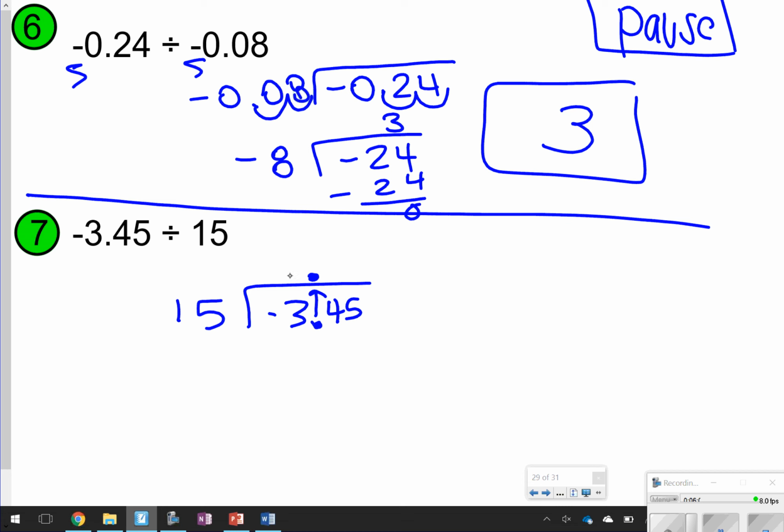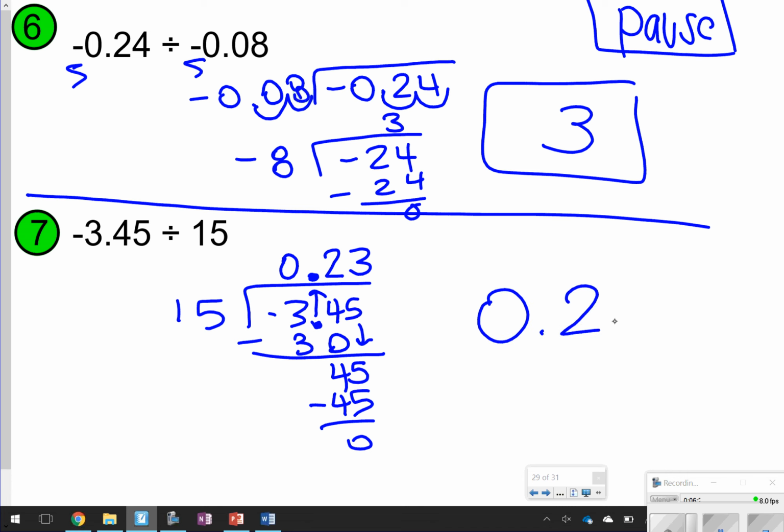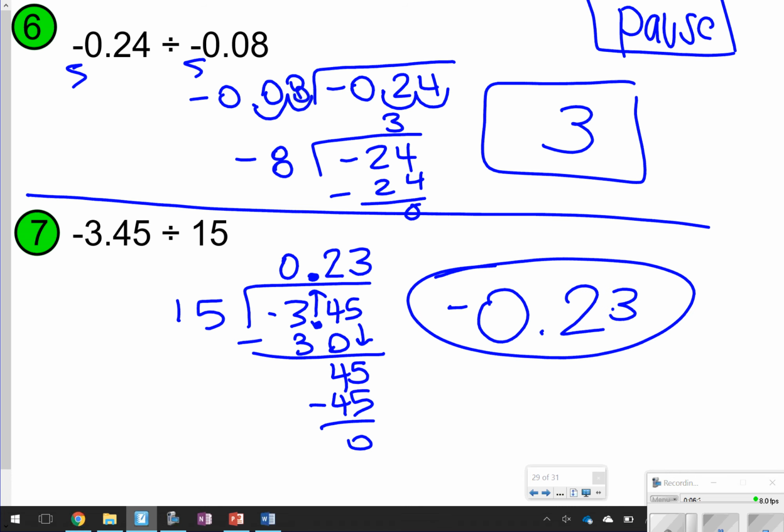15 can't go into 3, but 15 can go into 34 2 times. 2 times 15 is 30. I get 4 left over, bring down my next number, which is a 5. 15 goes into 45 nicely 3 times, and we get zero left over. So 0.23 is what I got after I divided. It will be a negative 0.23 because I divided a negative by a positive.